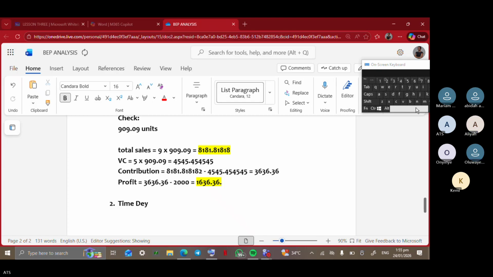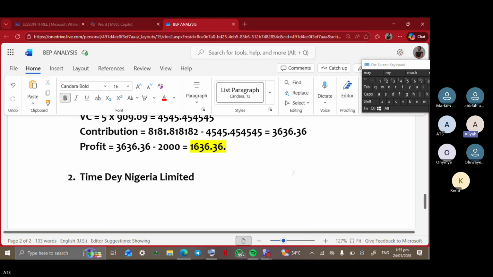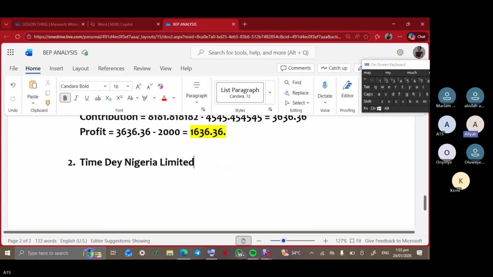Time Sunday Nigeria Nigeria Limited. Limited manufactures and sells a unique product, the selling price of which is 20 naira. The summarized profit and loss statement for last year is as follows. You have sales 800,000 naira, you have direct materials 120,000 naira, you have direct wages 160,000 naira, you have variable production overhead, you have 80,000 naira, you have fixed production overhead 100,000 naira, you have fixed administration overhead 75,000 naira, fixed selling and distribution overhead 60,000 naira. Then you have net profit, addition of which gives 595,000 naira.